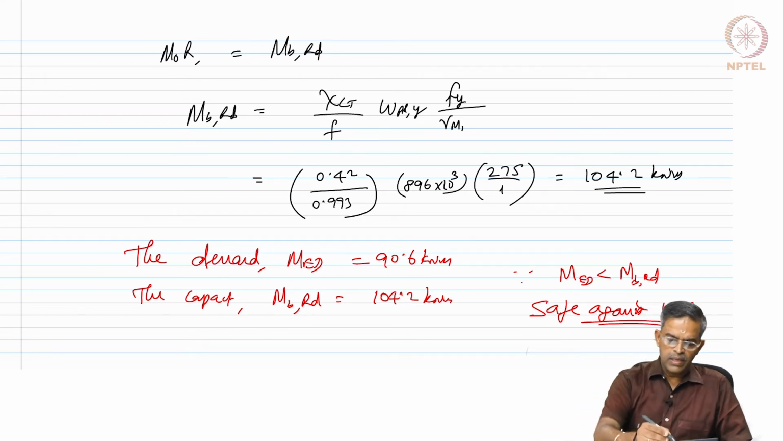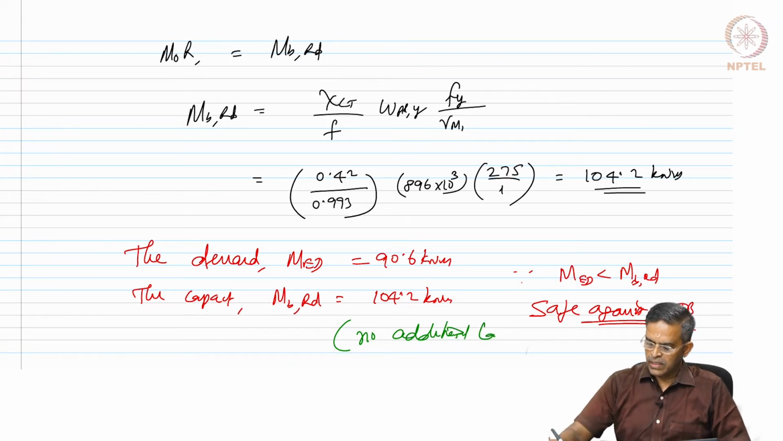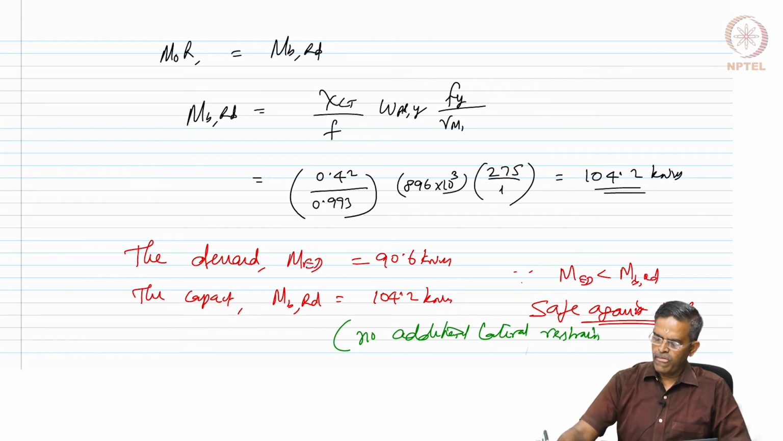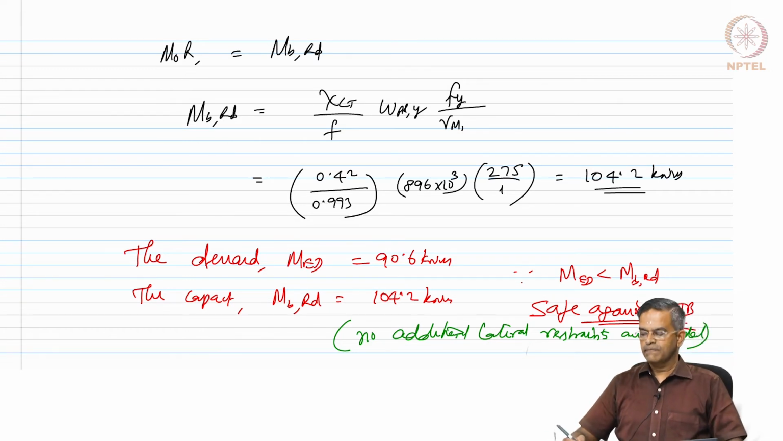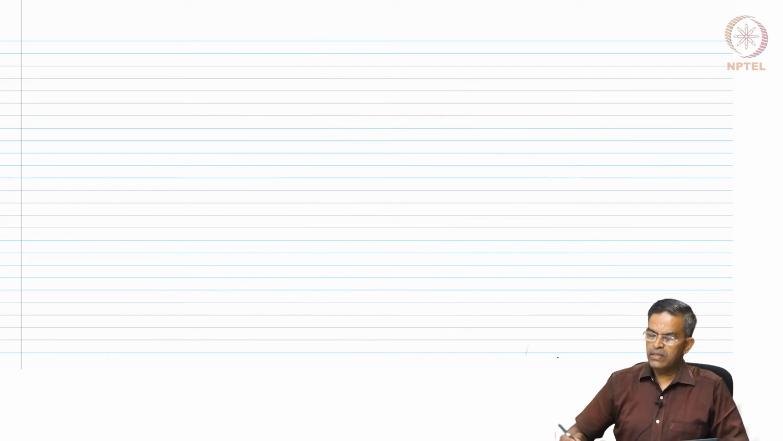So, what is the comment here? No additional lateral restraints are required. Otherwise, you have got to provide lateral restraints, as we discussed in the previous lectures. Let us solve the same problem using IS code.